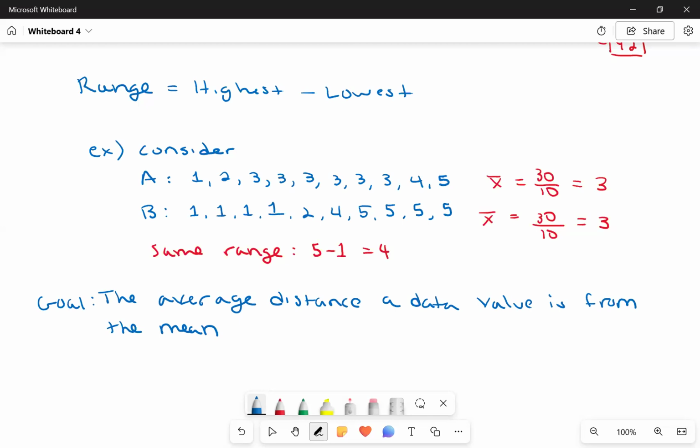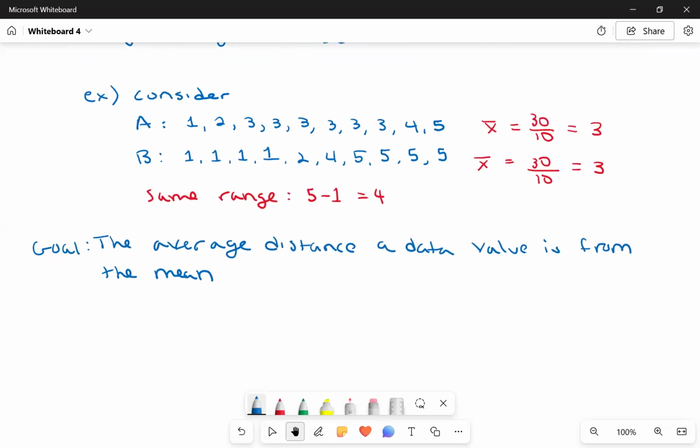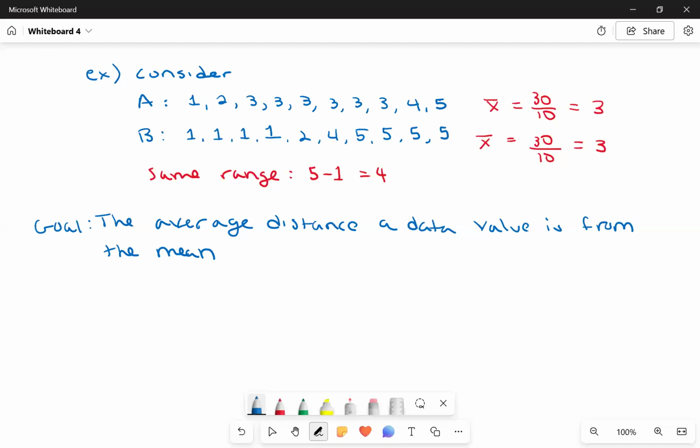Now, there's two ways to do that. One way is really only taught at the secondary level. And the second way is the way that's actually used within statistics, okay? So the first way is what's called the mean deviation. This is literally taking what we just said and finding the average distance a data value is from the mean. Okay, so here's how we do that.